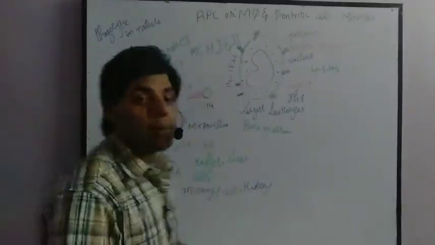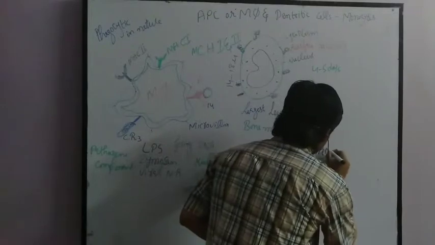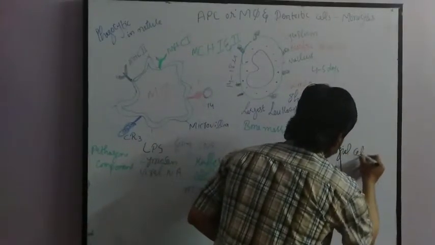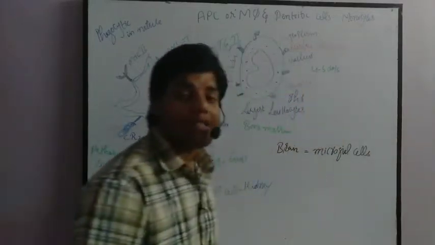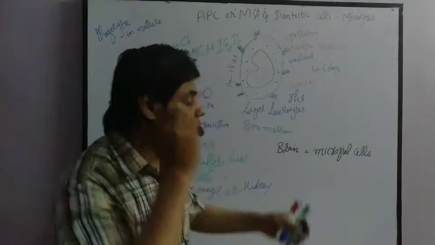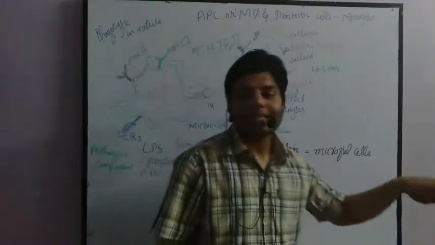Okay. Whenever they are present at the brain area, then we call that what? Microglial cell. We call that microglial cell when they are present inside the brain. We call that microglial cells.